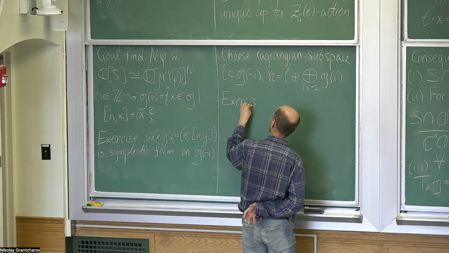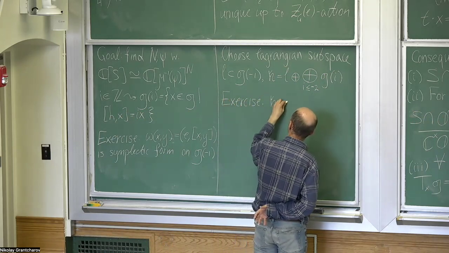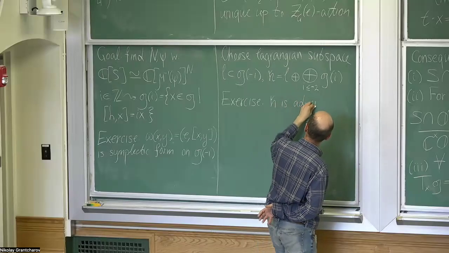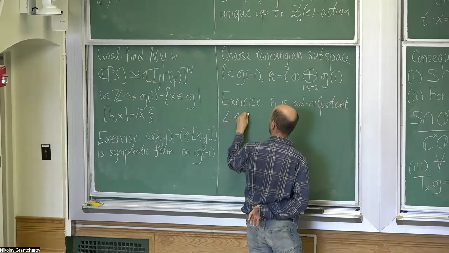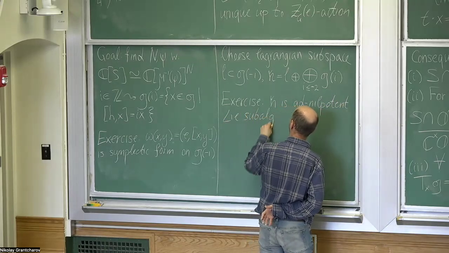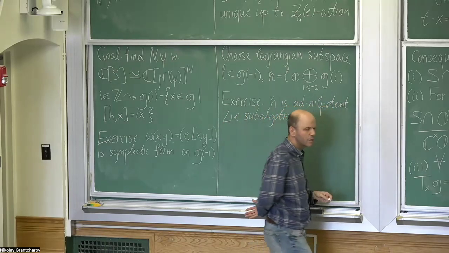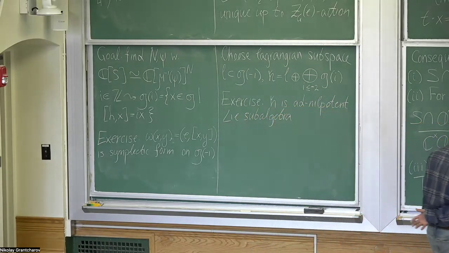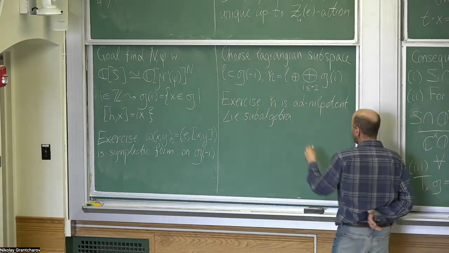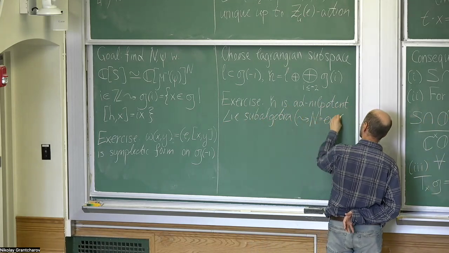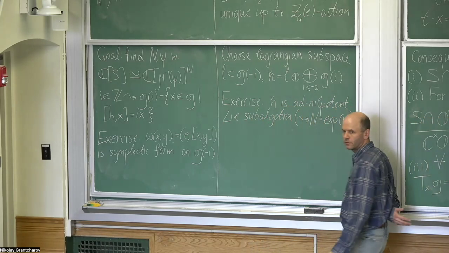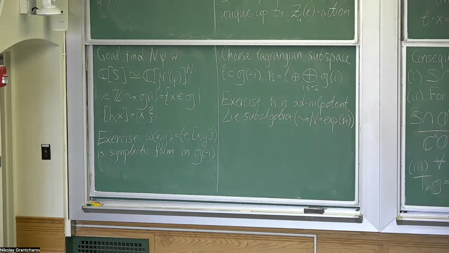Another exercise is that N is a nilpotent Lie algebra, consisting of nilpotent elements. And therefore, in particular, I can exponentiate it and get an algebraic group. So that's my N.